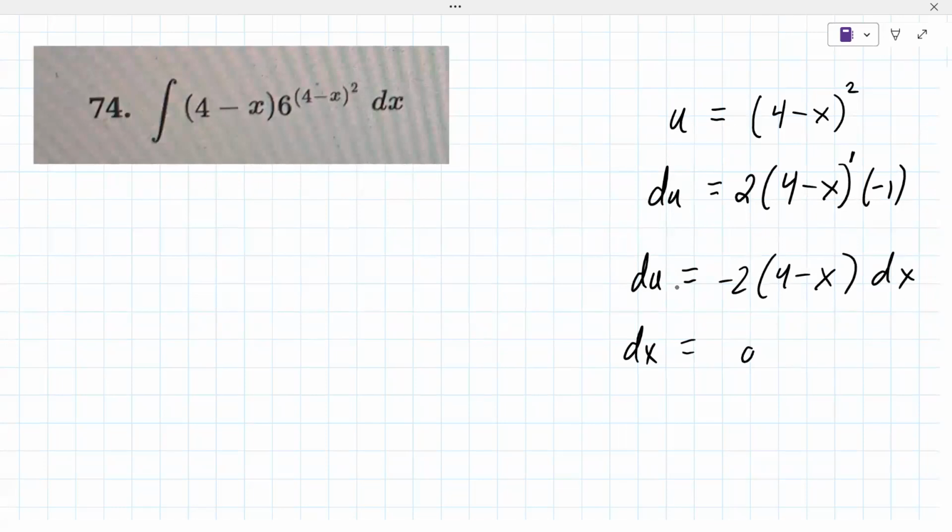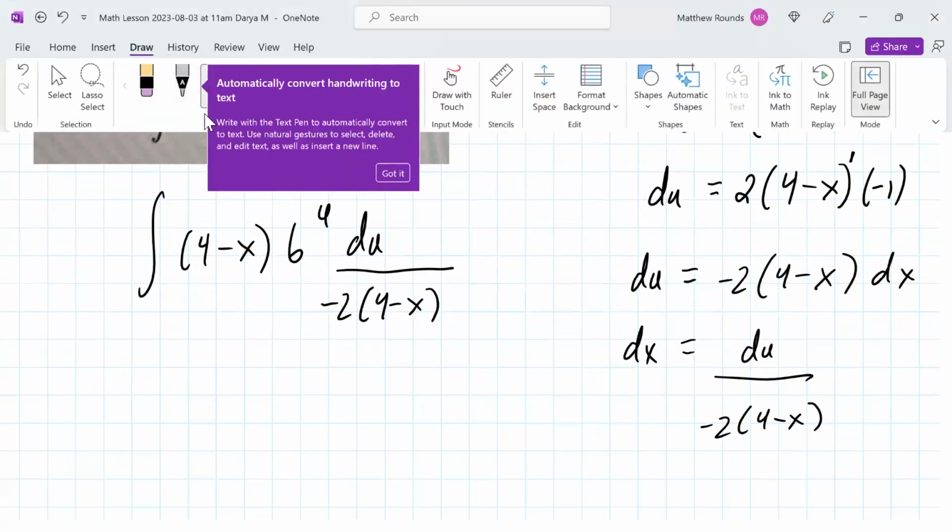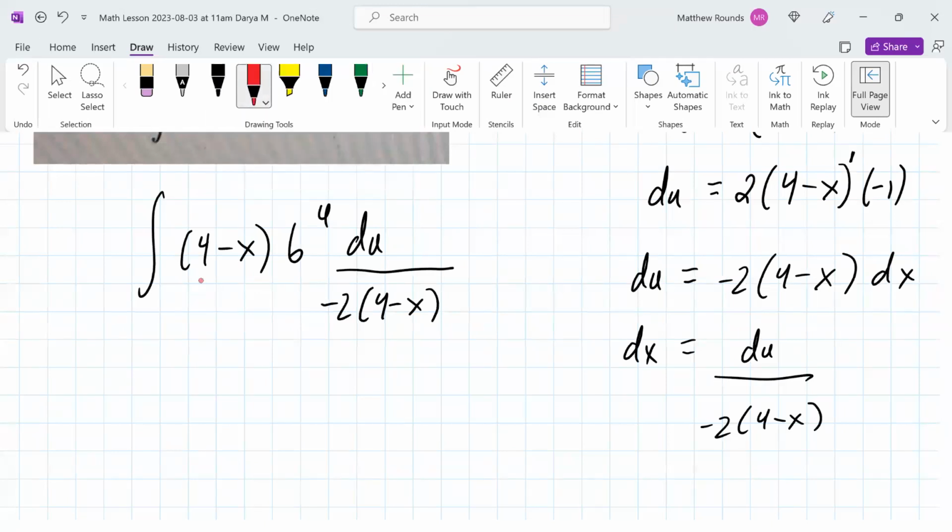So dx is du over -2 times 4 minus x. So that becomes the integral of (4 minus x) times 6 to the u. Instead of dx, it's du over -2 times 4 minus x. And you can see that the 4 minus x's cancel.